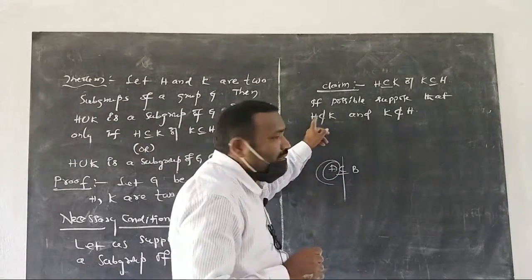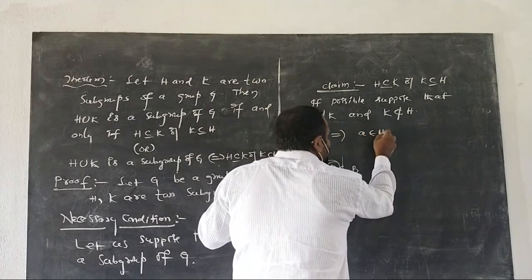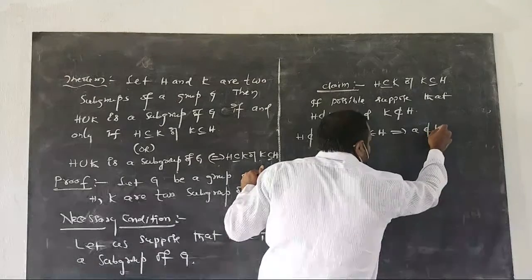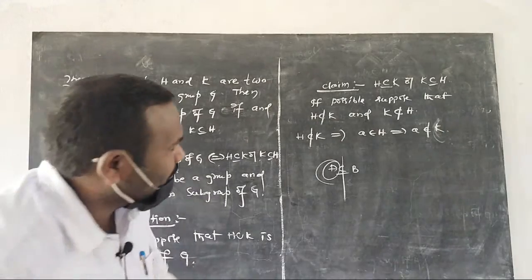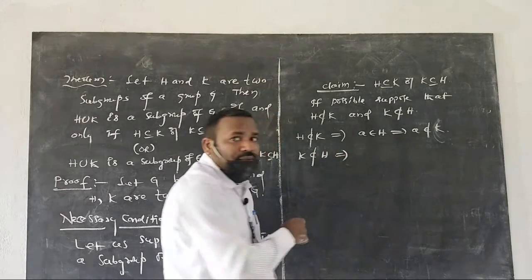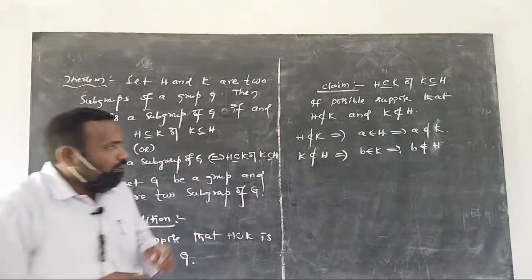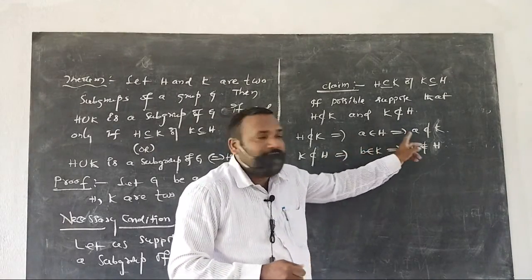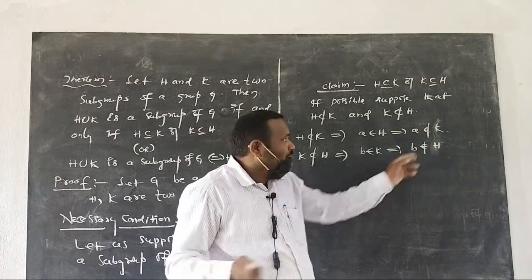అది ఓకే. So H is not a subset of K. H is not a subset of K means what? If you take an element in H, that element does not belong to K. Next, K is not a subset of H. Means what? Okay, B does not belong to H. A belongs to H, A does not belong to K. B belongs to K, B does not belong to H.